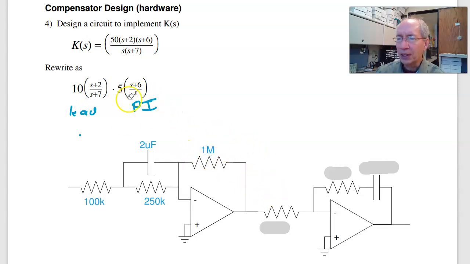For the PI compensator, I've got 2 constraints, 3 degrees of freedom. I like letting this one be 1 meg. As s goes to infinity, the gain is 5, so this is 1/5 of a meg. And then the RC time constant is 6. And that is test number 2 for ECE 461.